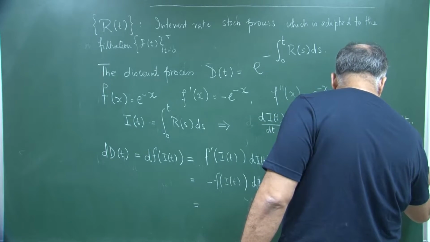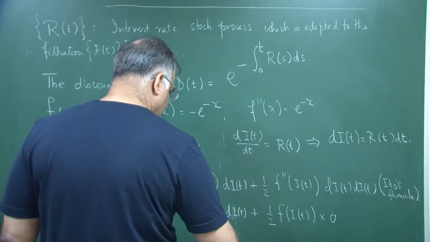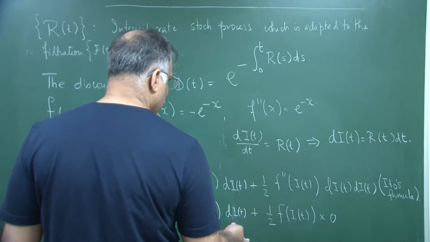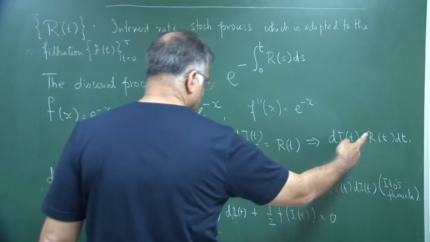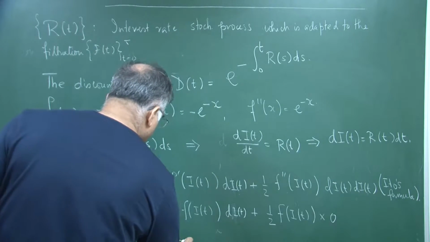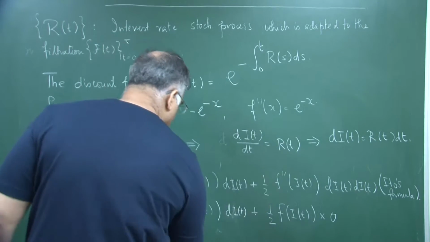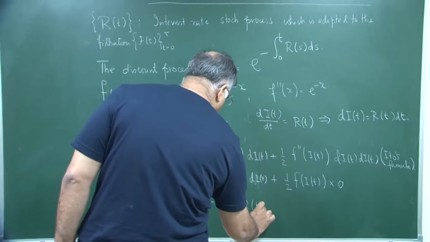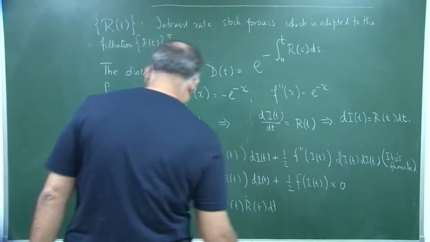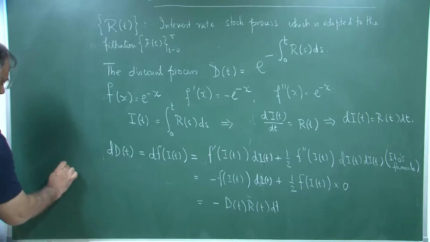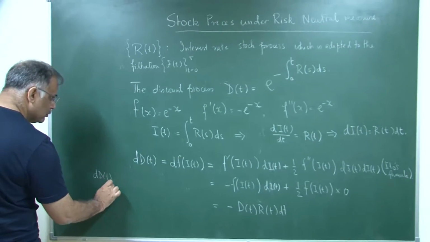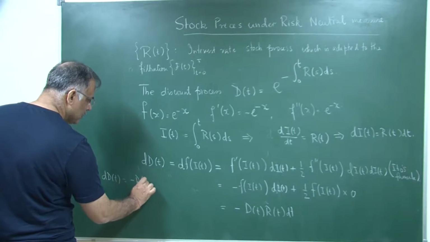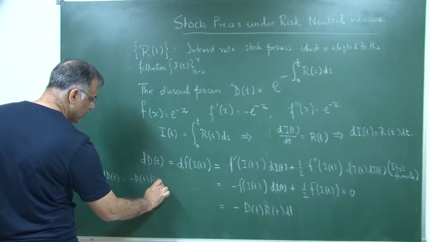So then what is d of I(t)? It is R(t) dt. So it is minus R(t) dt, so minus D(t) R(t) dt. So, d of D(t) is equal to minus D(t) R(t) dt.